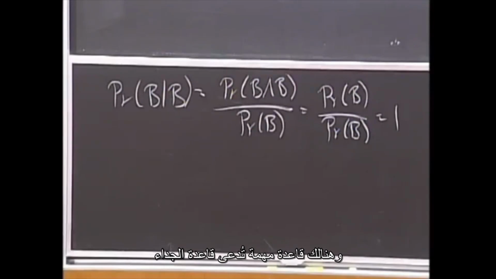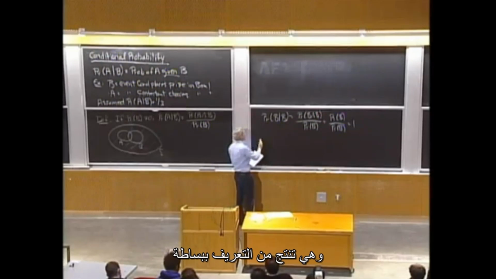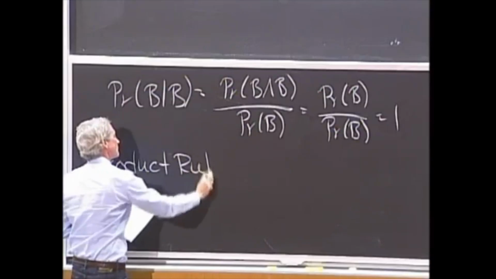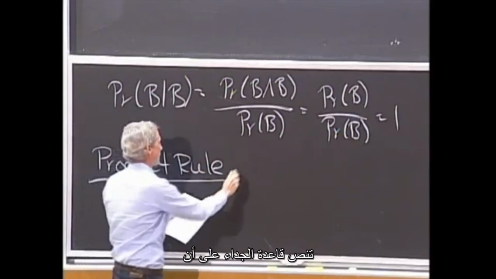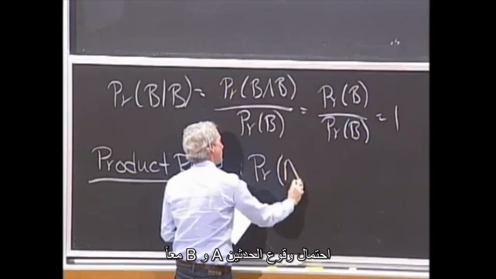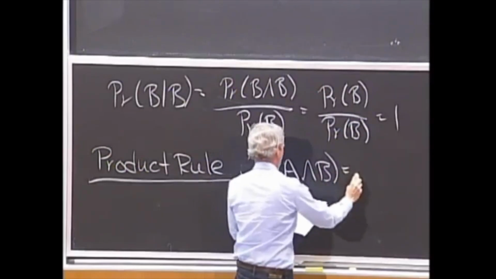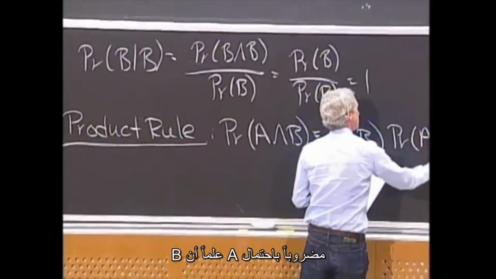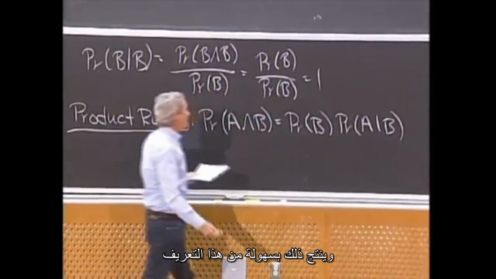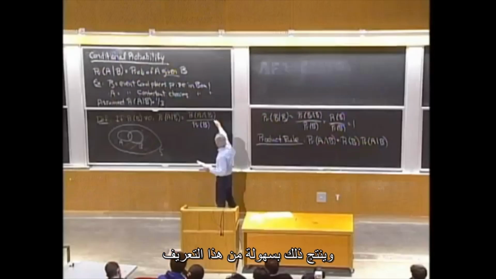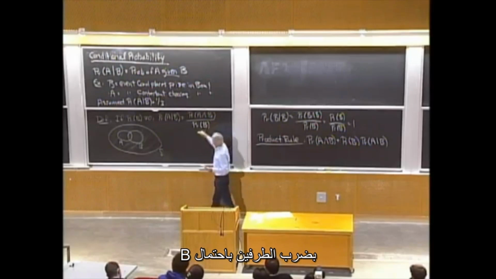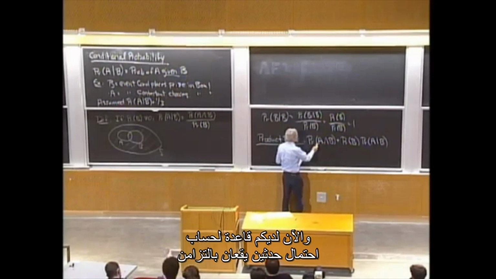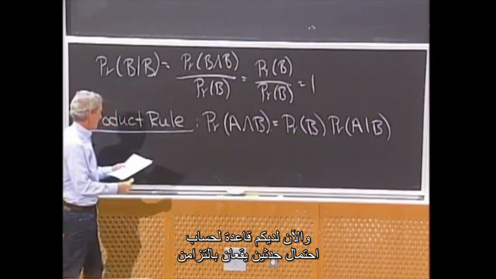Now, there's a nice rule called the product rule, which follows from the definition very simply. The product rule says that the probability of A and B for two events is equal to the probability of B times the probability of A given B. And that just follows straightforwardly from this definition. Just multiply by probability of B on both sides. All right, so now you have a rule for computing the probability of two events simultaneously happening.